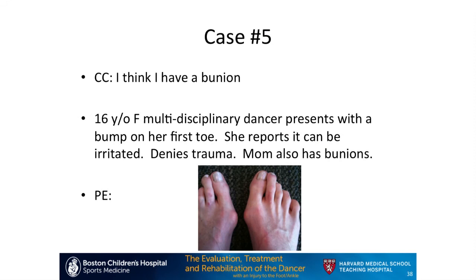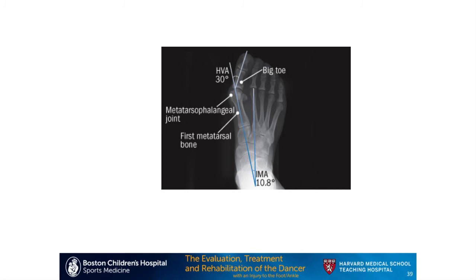My final case is, I think I have a bunion. You have a 16-year-old female multidisciplinary dancer who comes in, and she's like, I have this big bump, and it really hurts, and it gets swollen. What do I do? And mom's like, yeah, I have them too, and my grandmother had them too. And you take a look, and you see the below. And so you obtain this plain film radiograph, and here you can see, here's the proximal phalanx, and you can see this increased angle between the proximal phalanx and the first metatarsal. And you're like, yep, you've got a bunion.